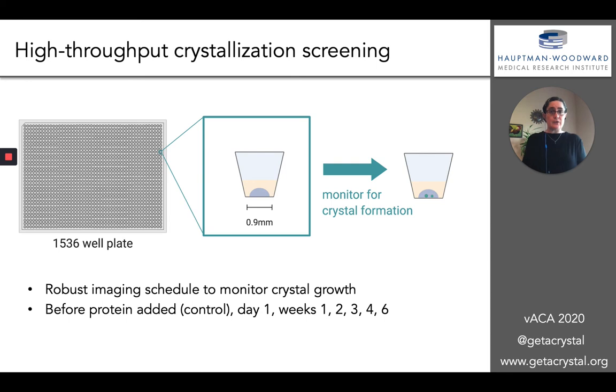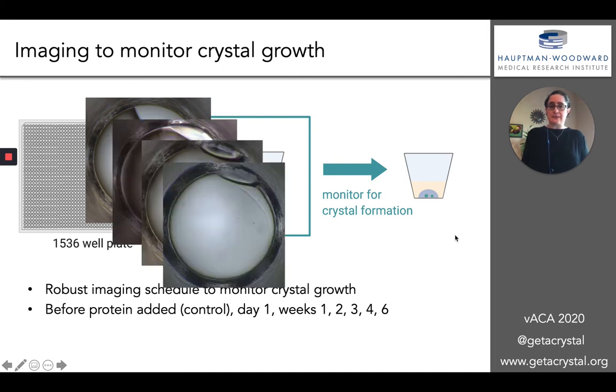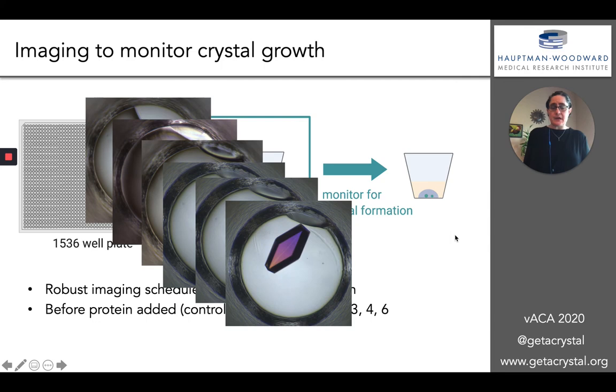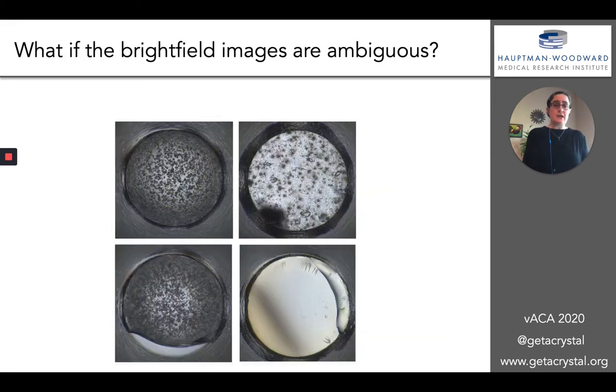The way it works is that we use microbatch under oil. So we have oil, we have our crystallization cocktail, and we also have the protein sample. We use a robust imaging schedule to monitor for crystal growth. We always start with an image before a protein is added, and then we monitor over the course of 6 weeks. In this particular well, we see that a protein crystal appears after 4 weeks. This can be really wonderful because it enables you to see very quickly whether crystals are forming within particular conditions.